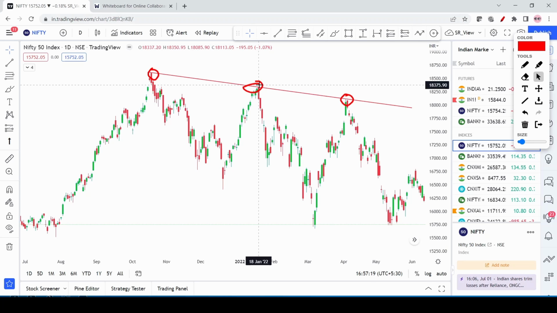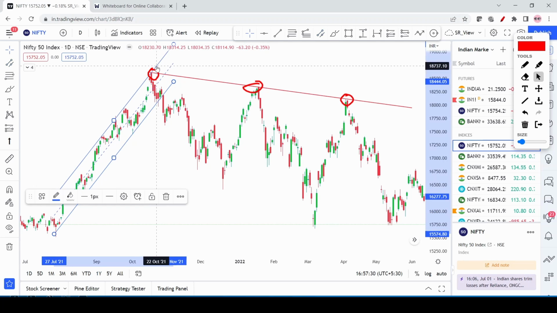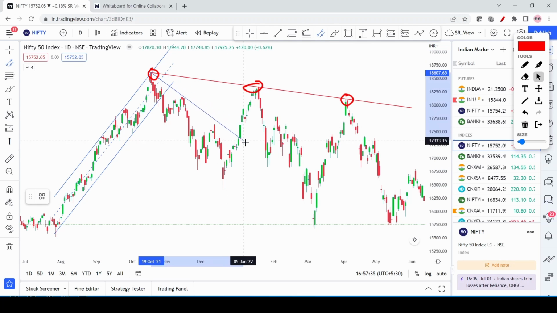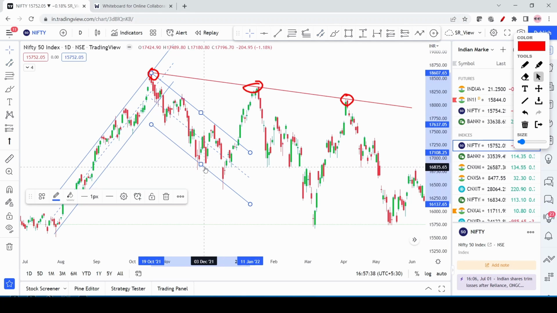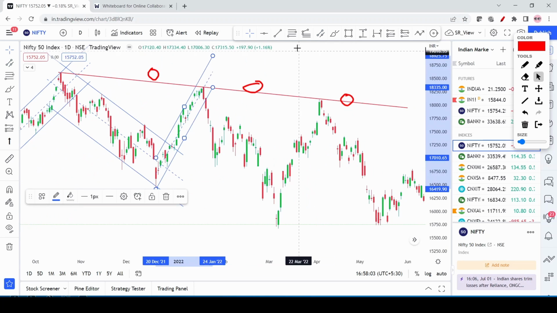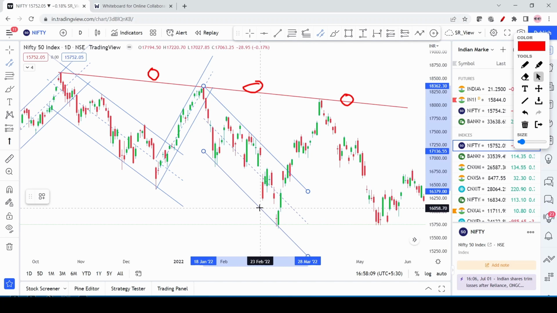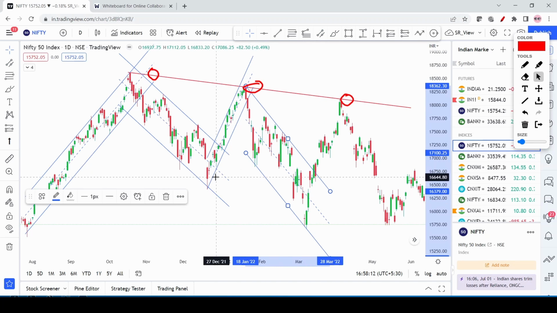Drawing the trend line and identifying the trend itself is a big topic, and I'll try to make a separate video on this. And we can see the channel also. It was in a channel from here, and it was between this channel again, once again from here. So we can see, completely back to back, Nifty was making a trend. So these are different trend lines and channels.